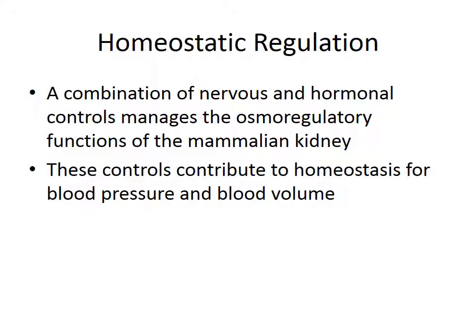So let's look at homeostatic regulation. A combination of nervous and hormonal controls manages the osmoregulatory functions of the mammalian kidney, and these controls contribute to homeostasis for blood pressure and for blood volume. And this is important because we're trying to move things in and out, and there has to be some control as to how much is moving in and out at any one time in case we manage to mess it up or lose what we really want to keep.